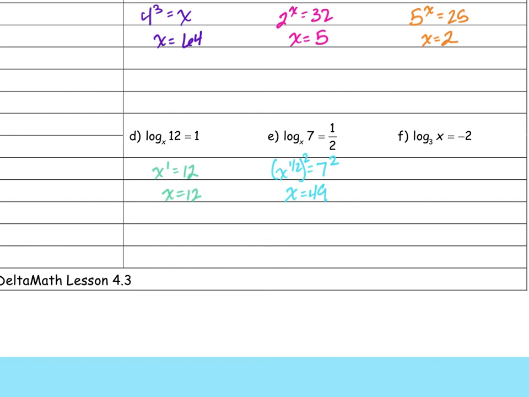And then the last one says 3 to the negative 2 equals x. So x is going to equal 1/9.